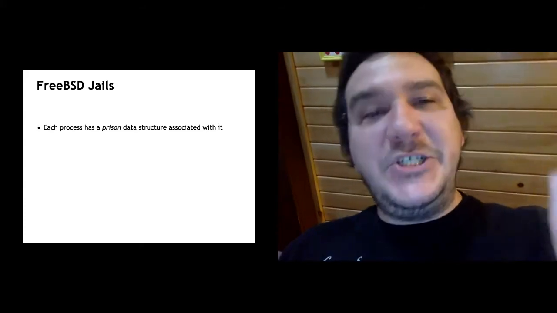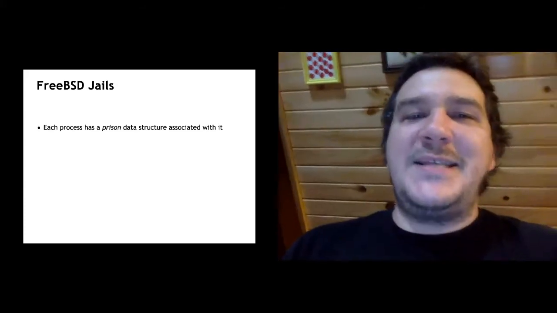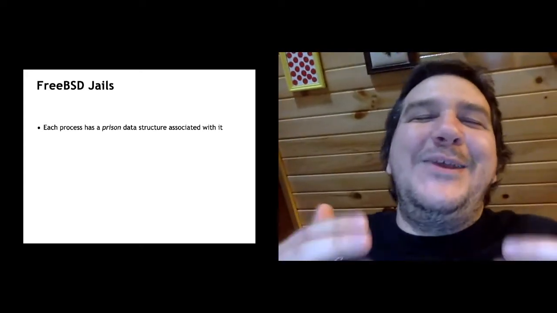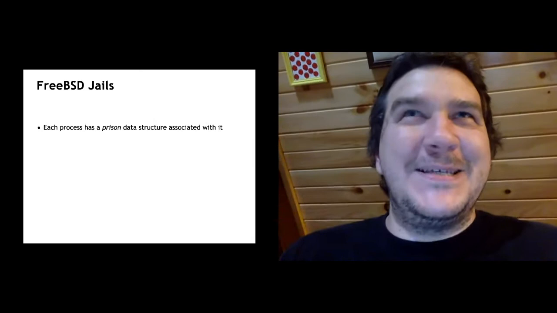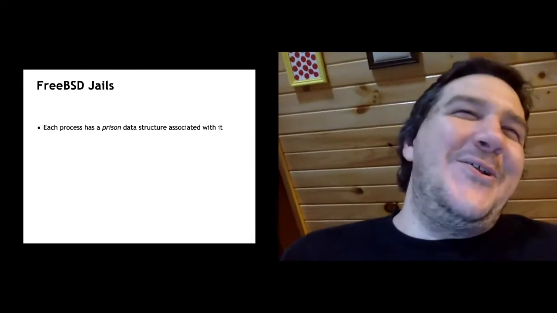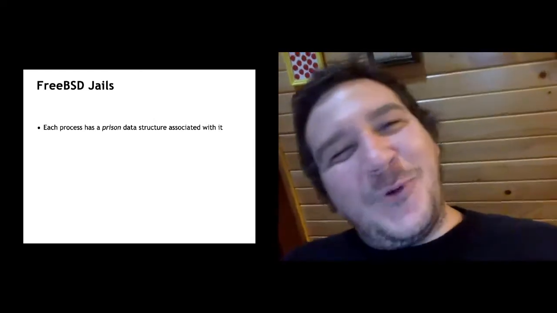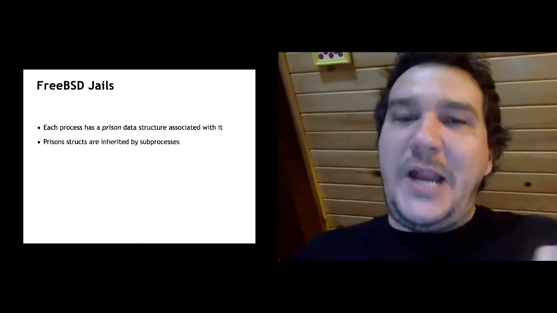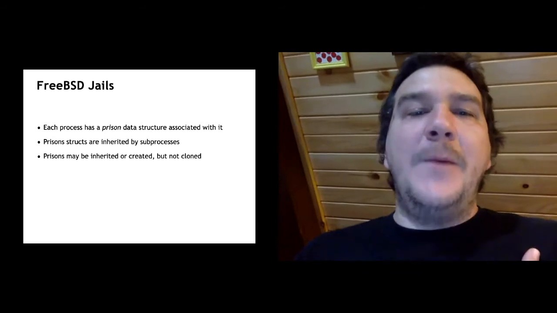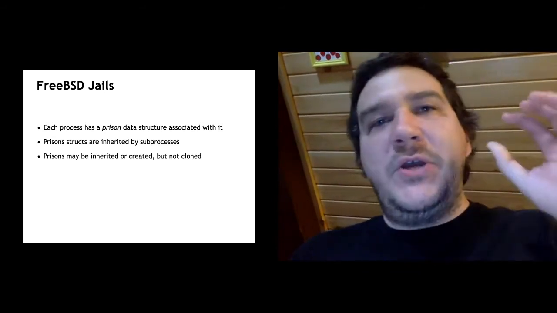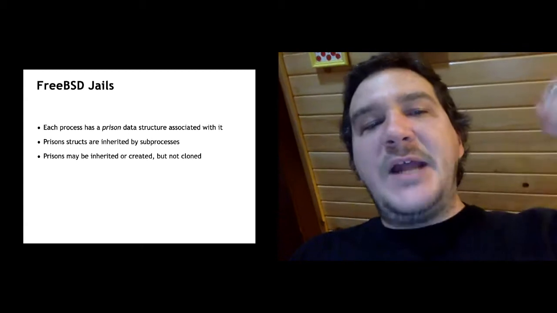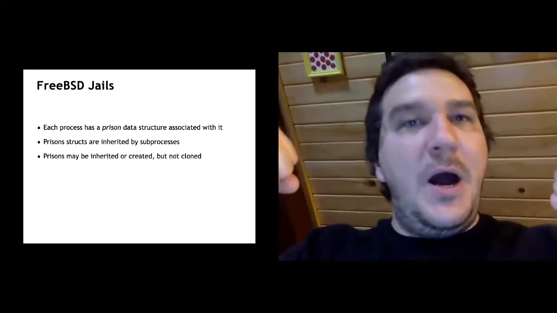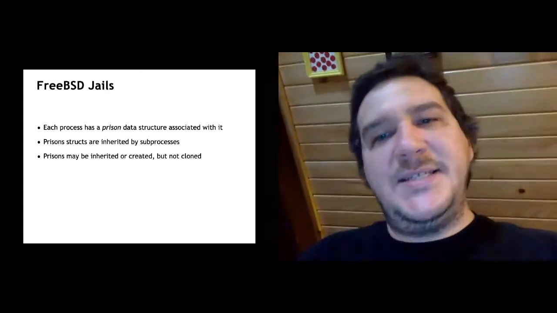Okay. FreeBSD Jails. Every process has a prison data structure associated with it. Like I said earlier, you can tell the half-bakedness here, because why is it called jail on the outside, but it's called prison on the inside? Those are different things, whatever. Prison structs are inherited by subprocesses. You can't clone a prison struct. So you can start a new jail and that creates a prison struct, but there's no way to make another one with those same contents. There's no way to join into an existing jail.